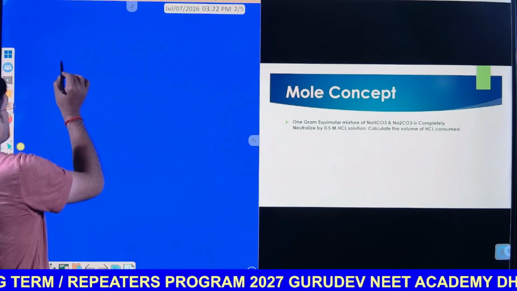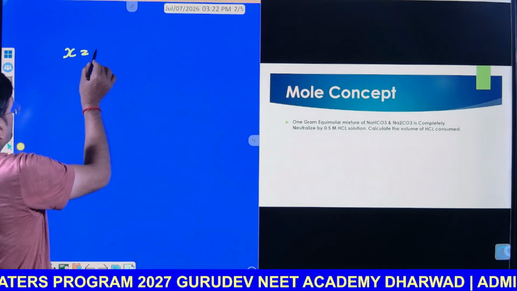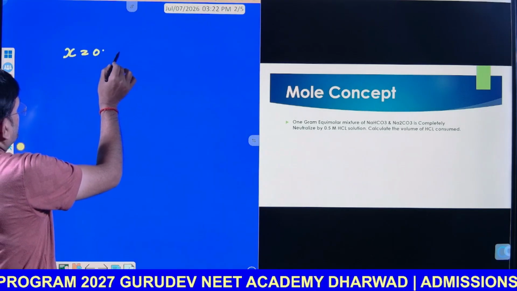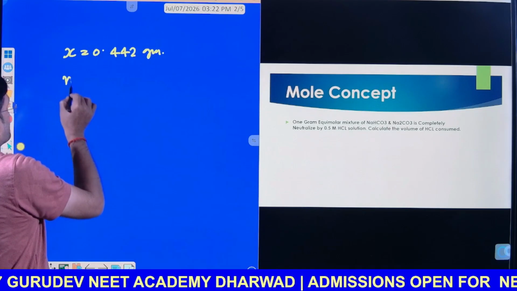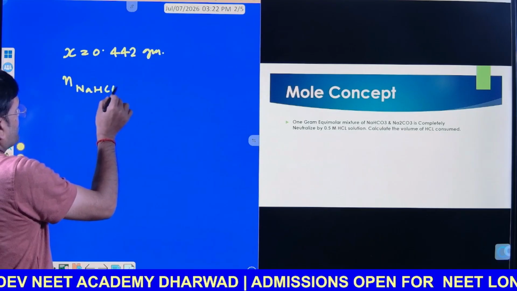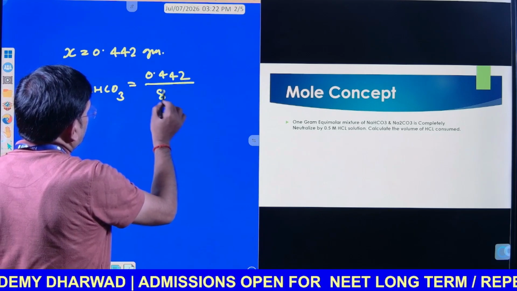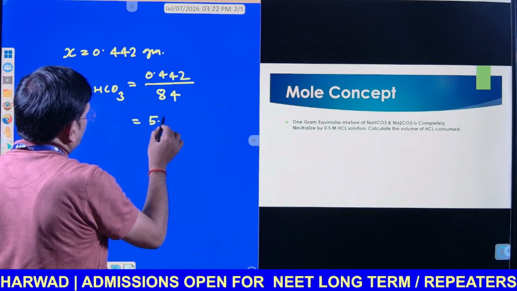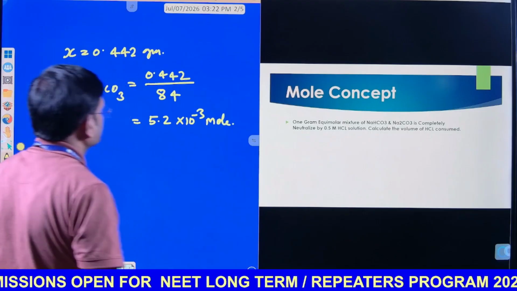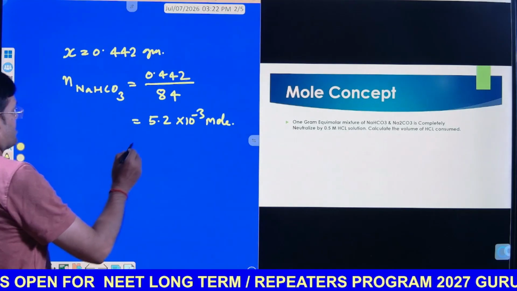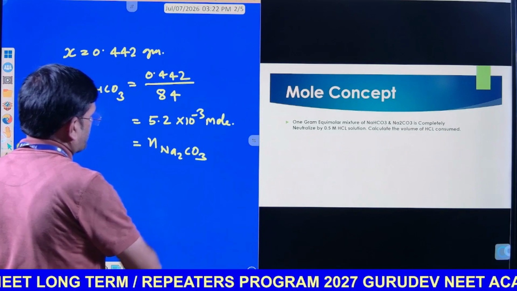Now see, we have calculated x is equal to 0.442 gram. So number of moles of NaHCO3 will be 0.442 divided by 84, and that comes out to be 5.2 into 10 to the power minus 3 mole, right? It is also equal to the number of moles of sodium carbonate.